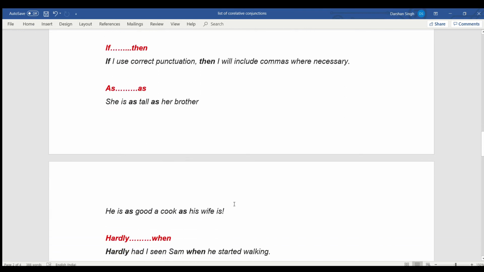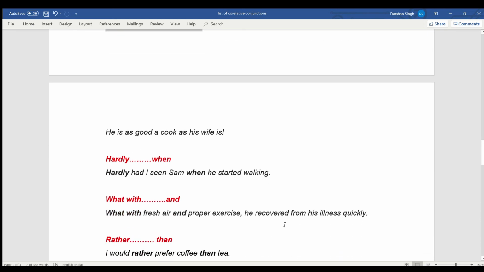The next one is as and as. So we are using as a couple of times in a single sentence. The example clearly shows a very simple sentence. She is as tall as her brother. That means she is equally tall as her brother. The next one is, he is as good a cook as his wife is. So when you use this kind of sentence where you end your sentence with a word like is, you don't put a dot at the end. You put an exclamatory mark.